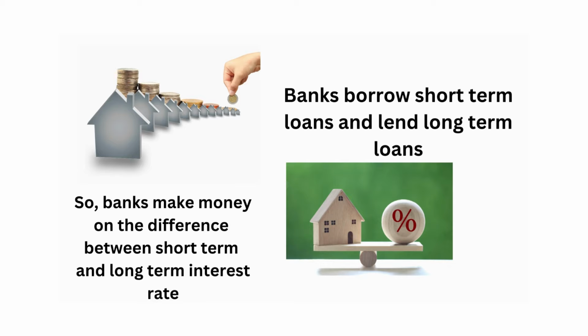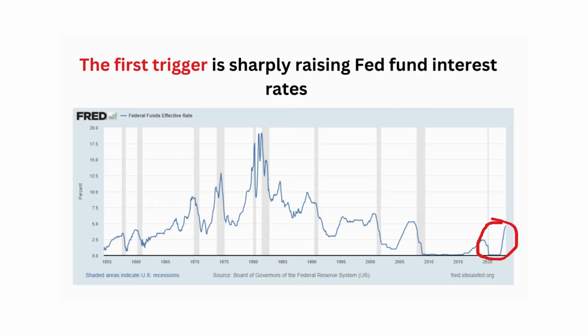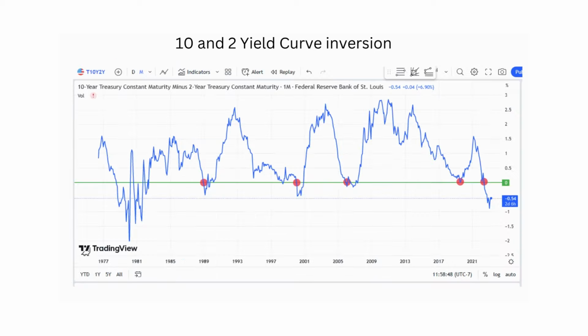This works fine until last year when the Fed started raising interest rates sharply from 0 to 4.5%. The short-term interest rate went up and long-term interest rates went down. So this is the 10-year and 2-year yield curve inversion chart. It says it went below zero, to about minus 0.54, which means when banks lend a loan for 10 years and took a short-term loan of 2 years, they are making a loss.